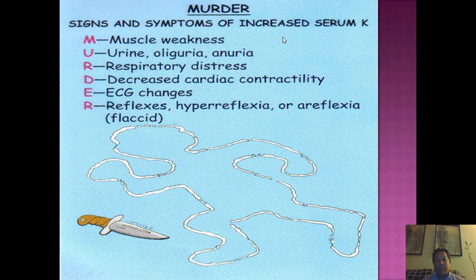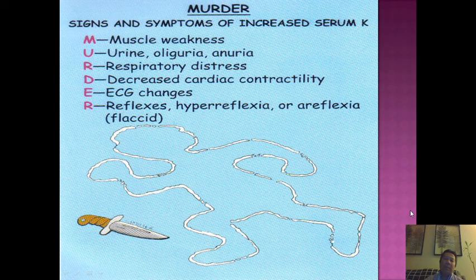It will cause muscle weakness. It can cause oliguria or even anuria if you have a decrease in output secondary to kidney failure. It can lead to respiratory distress, decreased cardiac contractility, even cardiac dysrhythmias, peak T wave in EKG, flaccid reflexes, and even hyperreflexia sometimes.